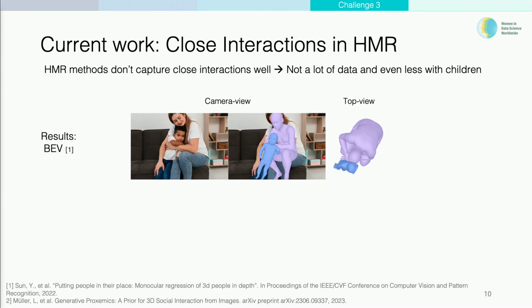What we're seeing here is an example of a state-of-the-art method called BEV, and its predictions on an image of a parent and a child, or two people interacting. From the camera view, we can see that it kind of resembles what we can see, and it matches, but then from the top view, we know that we were expecting the meshes to be embracing, and they're not that close to be actually embracing. So this is the truth. HMR methods can't capture close interactions yet. So that's what we're working on.